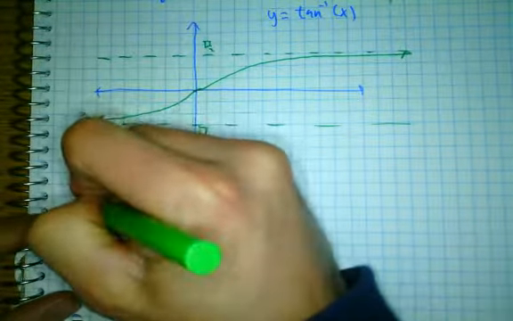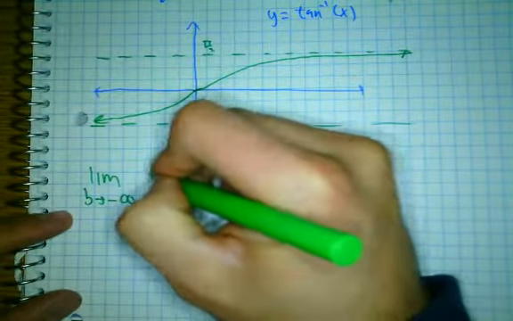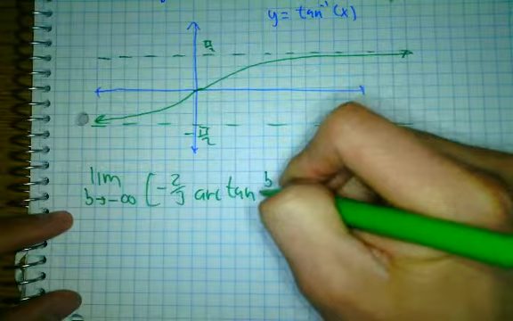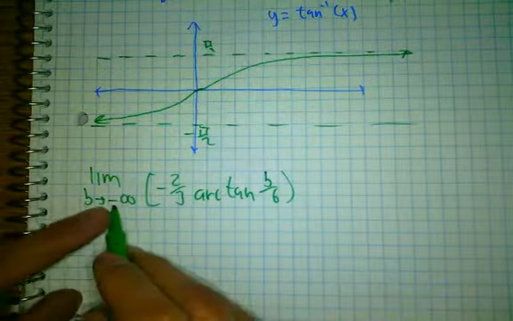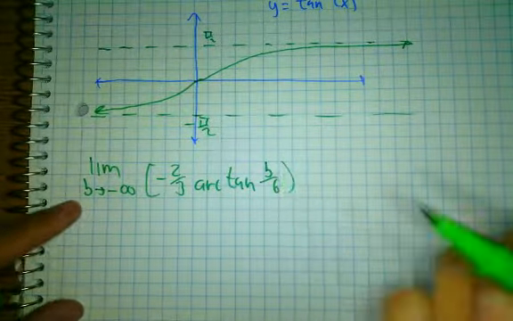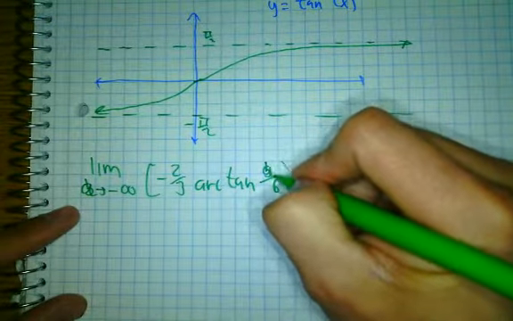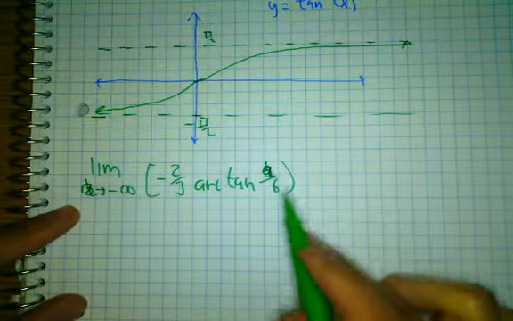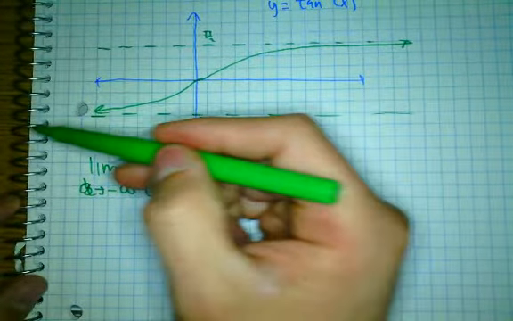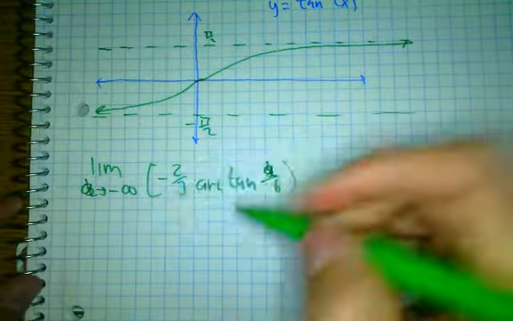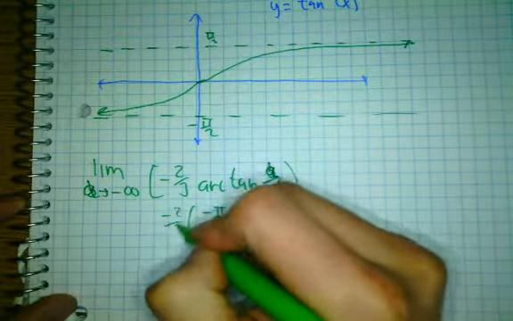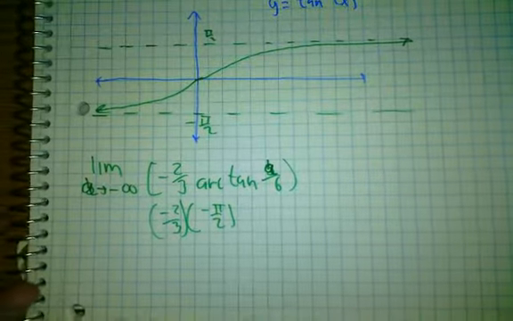The question was, what is the limit as a approaches negative infinity of negative 2/3 arctangent of a over 6? So I'm going to plug in a bigger and bigger negative number, right? So I am going further and further that way. What am I approaching? Negative pi over 2. So this is negative pi over 2 times negative 2/3, which is pi over 3. You with me?